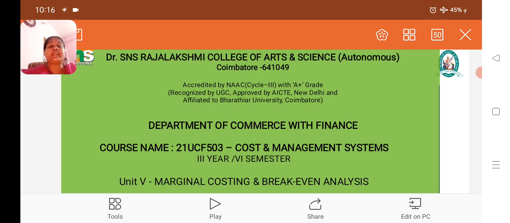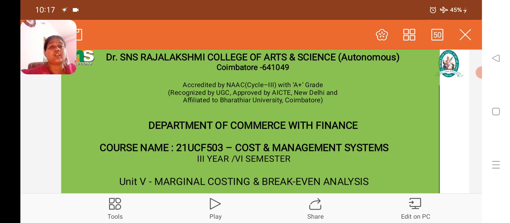I am here to explain the concept of marginal costing and break-even analysis. So, marginal costing and break-even analysis are the key concepts in managerial accounting that help businesses make decisions about pricing, production, and cost control. First, we can see what is meant by marginal costing.